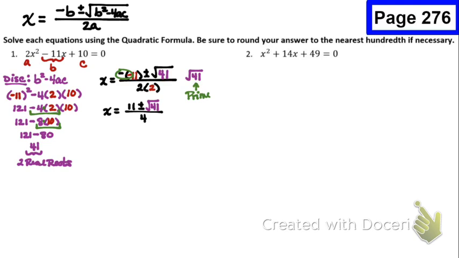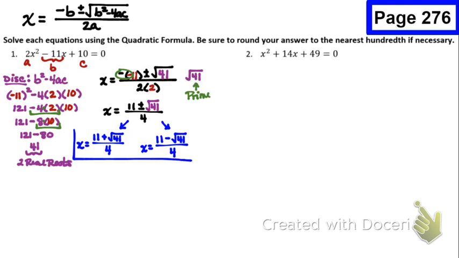We said we were going to get how many answers, though? How do I find those two answers? It is the plus or minus part. So I'm going to split this up into two pieces. One of them 11 plus the square root of 41 over 4. And the other one will be 11 minus the square root of 41 over 4. These are my exact solutions. But I also have absolutely no idea where that is on the number line.